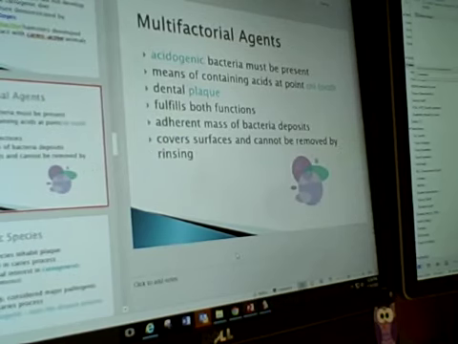Acidogenic bacteria must be present, and they have to have a means of contacting and containing acids at a point on a tooth. So dental plaque is how a lot of this transmission occurs. It's pretty significant for many oral health problems. This microbial biofilm plays a major role in the initiation of dental caries and in periodontal infections.